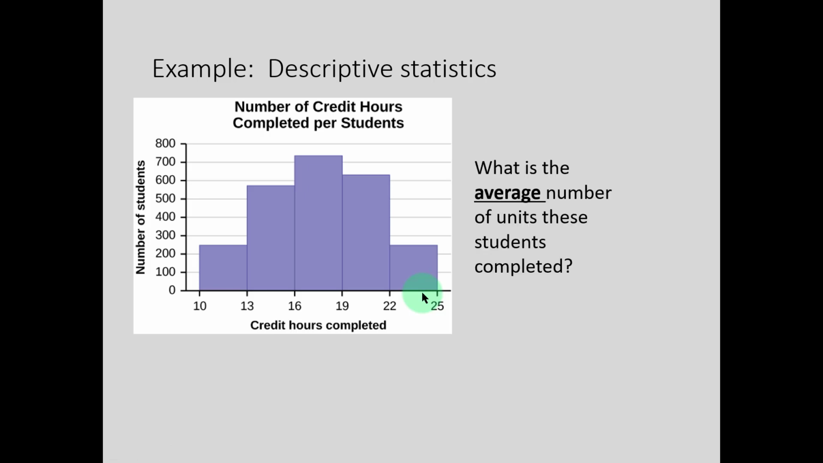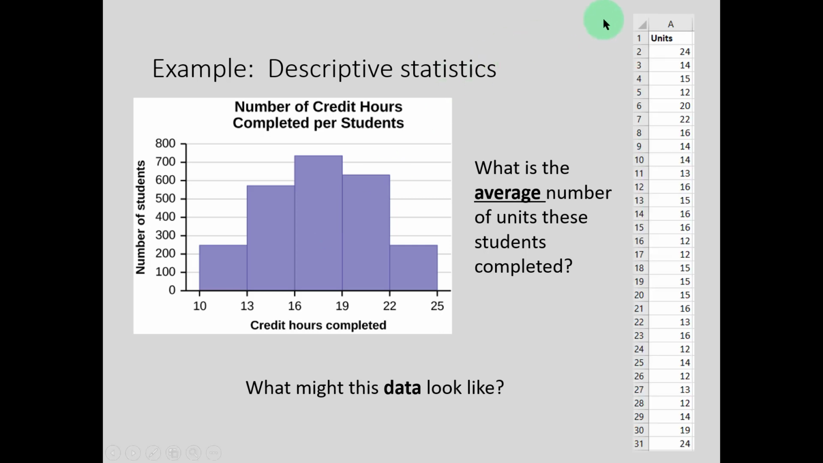And I could ask you a different kind of question about this information. What is the average number of units these students completed? Now, we can't really calculate that with this information, but you can probably estimate it just from this graph. It's probably somewhere between 16 and 19, maybe. What would the data look like that accompanies this image? Well, it would be a list of numbers, right? And then they are all composed into this image. So a whole lot of information is condensed into this image, and that's what these descriptive statistics do. They summarize a whole lot of info really quickly.